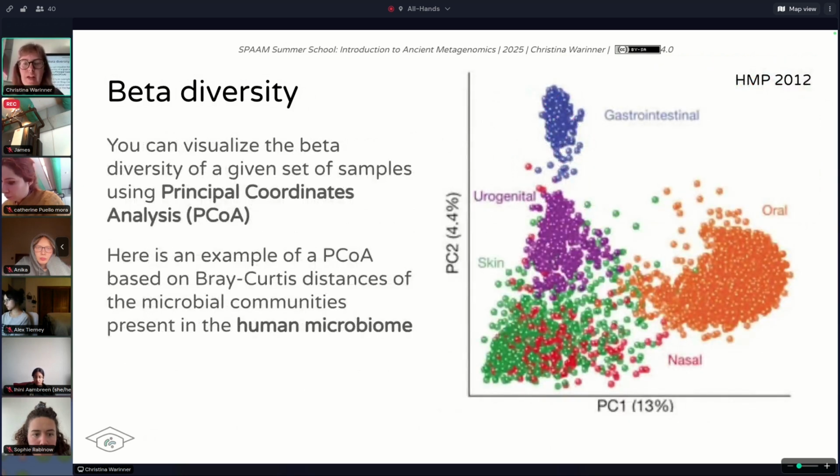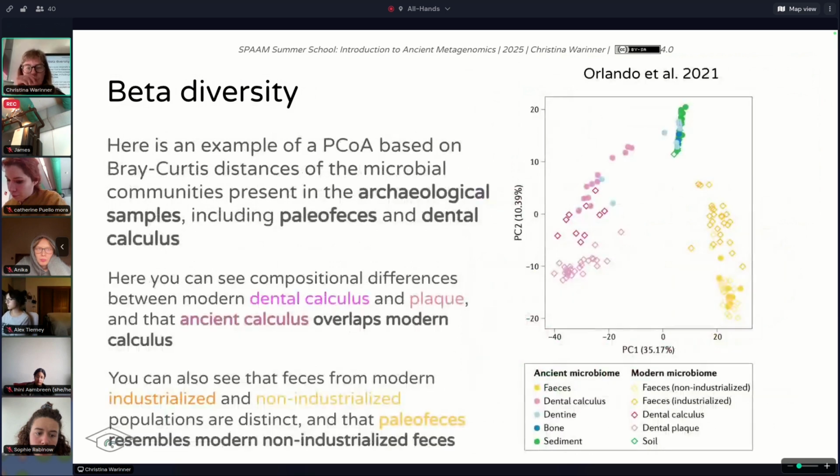Beta diversity plots look like this. You can visualize the beta diversity of a given set of samples using principal coordinates analysis. And here's an example of one that's using Bray-Curtis distances from the Human Microbiome Project. And you can see that each one of these body sites has a distinct microbial community.